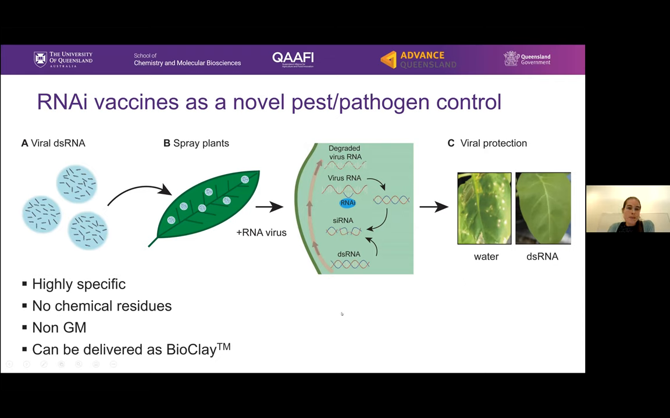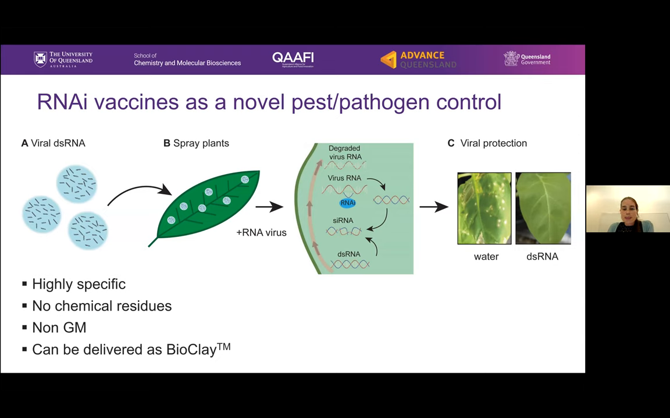So the beauty of this approach is that it's highly specific. So we can use bioinformatics to make sure we select sequences that will be very specific to the pest or pathogen of interest, and we can make sure that no beneficial organisms are targeted. There's no chemical residues left on the produce. We don't need to integrate anything into the host genome, so it's non-GM.